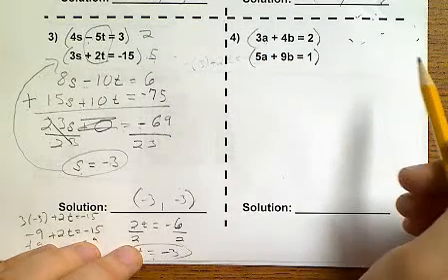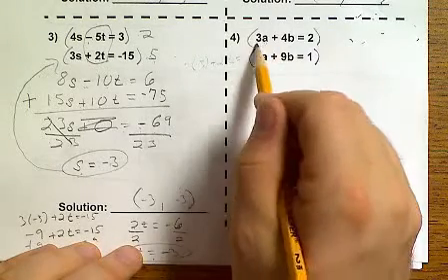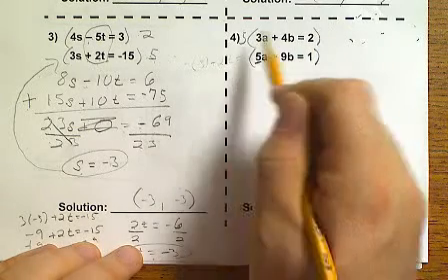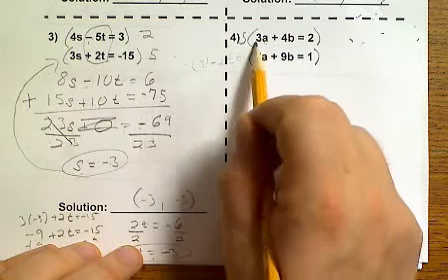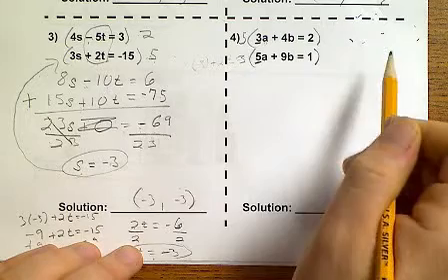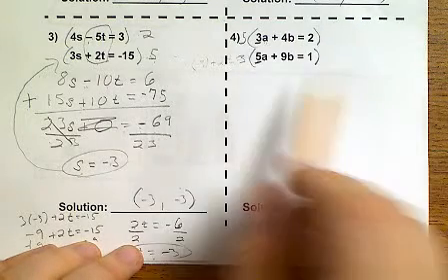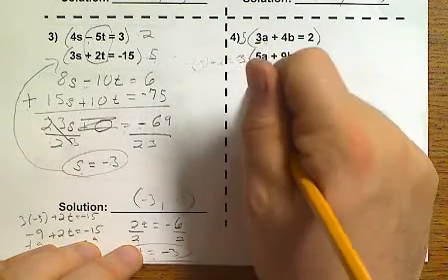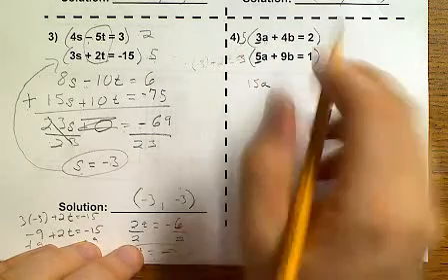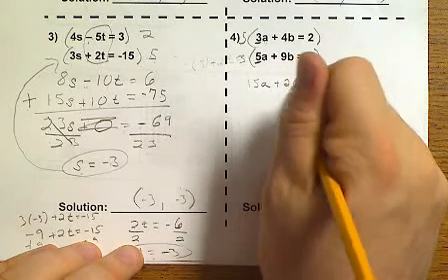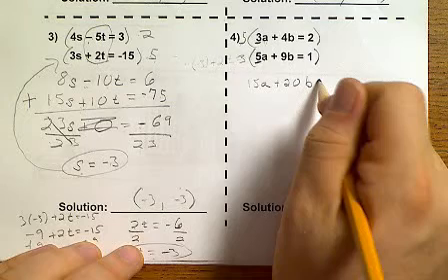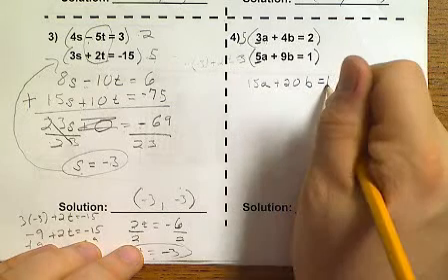So I'm going to go ahead and multiply by these. I'm going to multiply the top by the 5 and multiply the bottom by the 3. Let's go ahead and see what we get. 5 times 3 makes 15a. 5 times 4 makes plus 20b. And 5 times 2 makes 10.